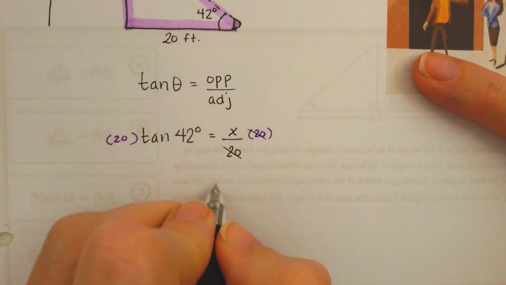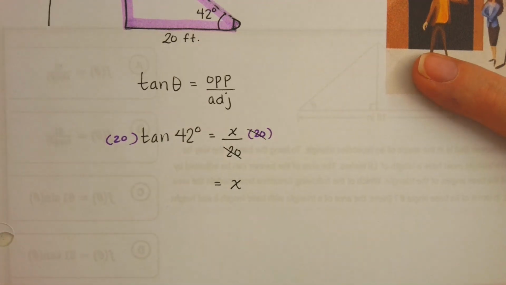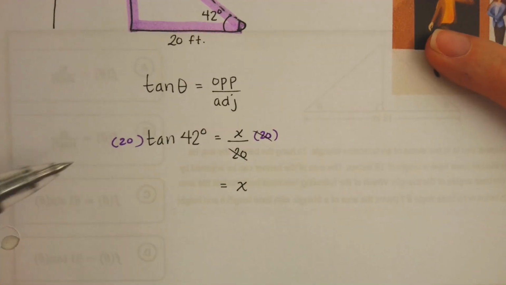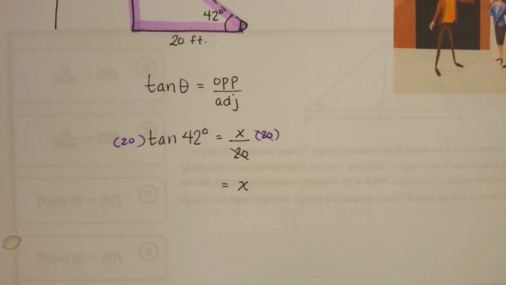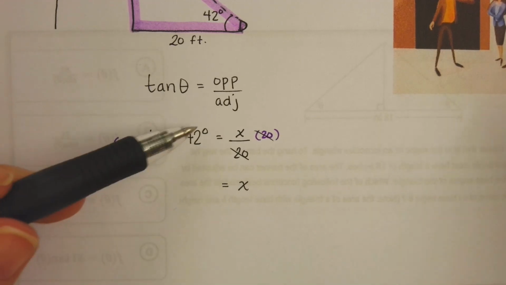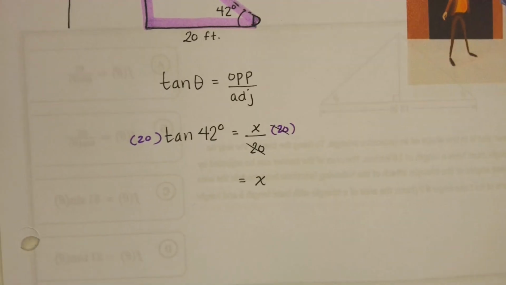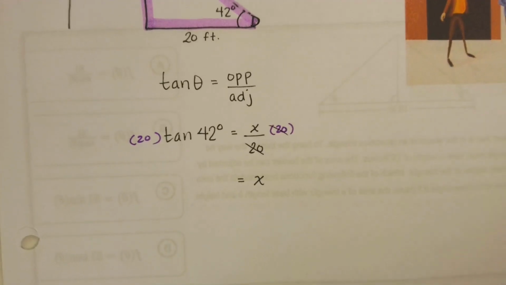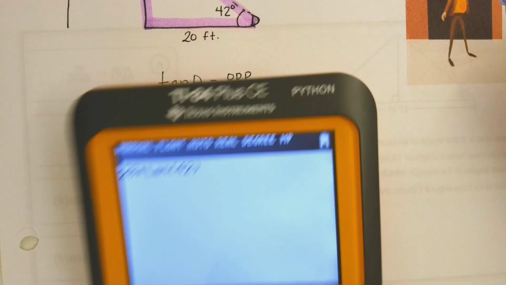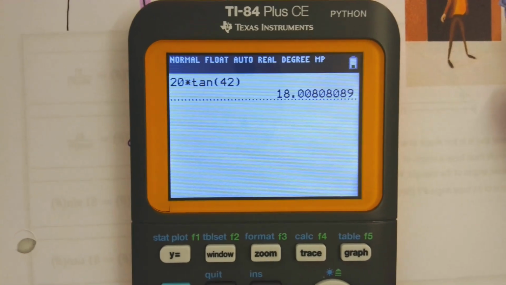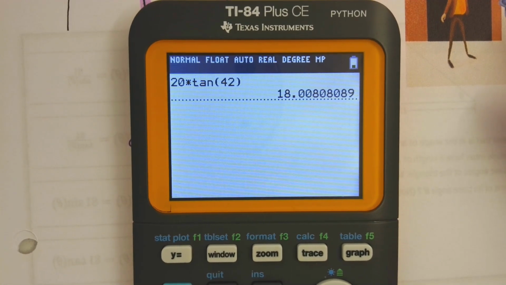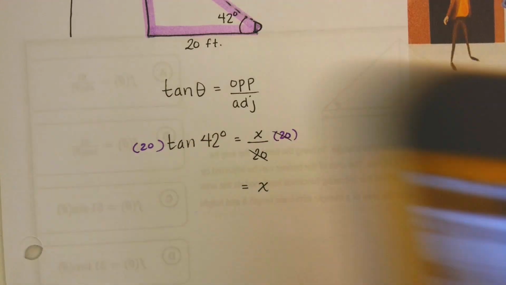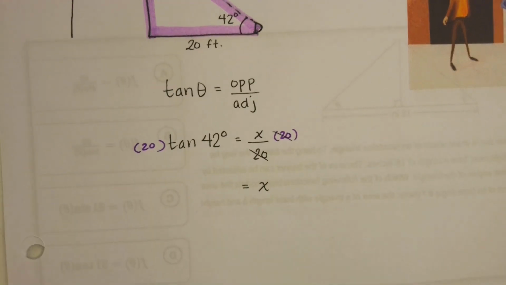Okay, so the height of the building will be found by doing 20 times the tangent of 42. Again, please make sure that your calculator is in degrees since this angle is in degrees. 20 times the tangent of 42 is approximately 18 feet. If we want to round to 18.01 feet, that's okay. I'm going to say it's about an 18-foot tall building.